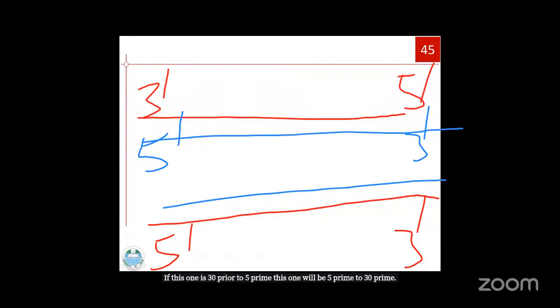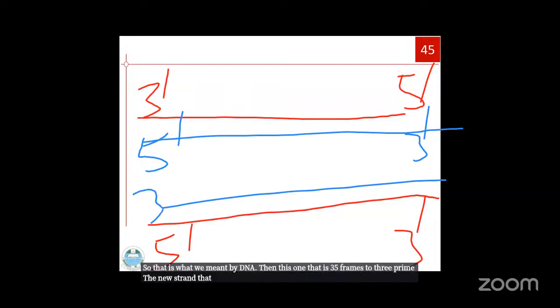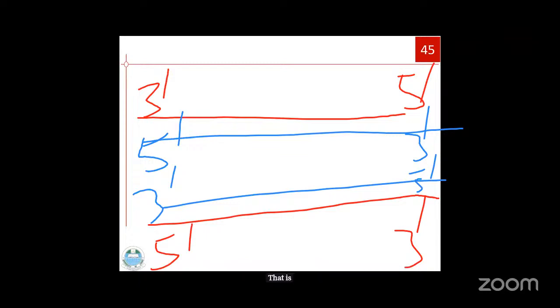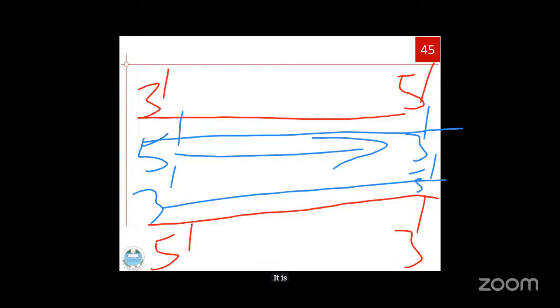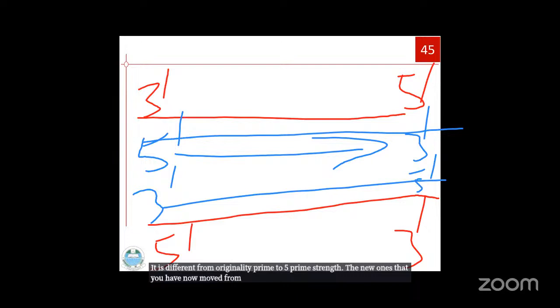So that is what we meant by anti-parallel. Then this one that is 5' to 3', the new strand that will be formed on it needs to be 3' to 5'. That is what we mean by DNA replication occurring in the 5' to 3' direction. It is different from the original 3' to 5' strand. The new ones that you have now move in the 5' to 3' direction.